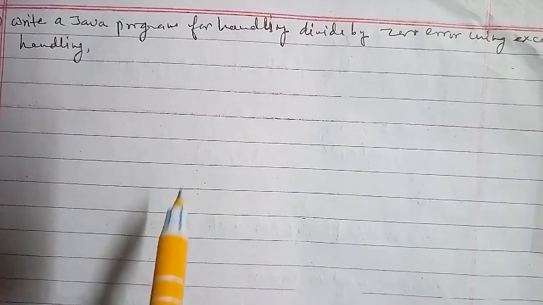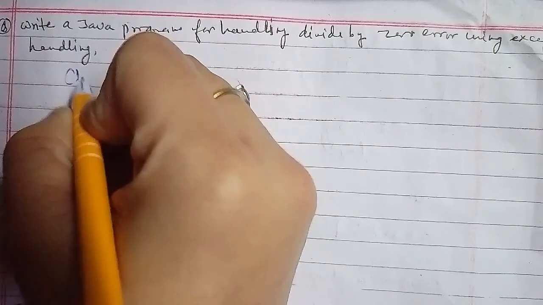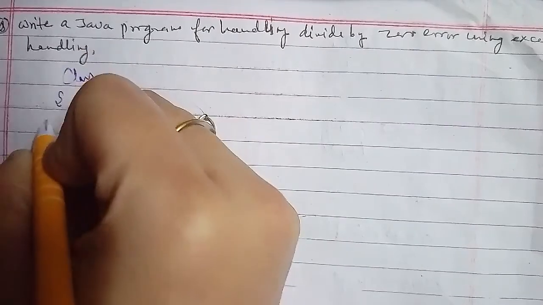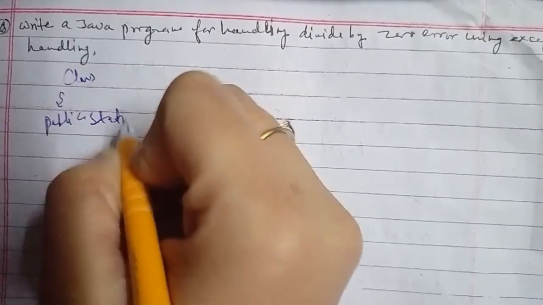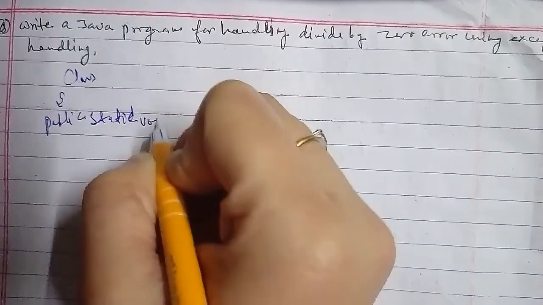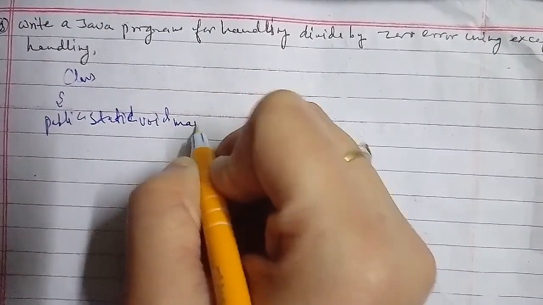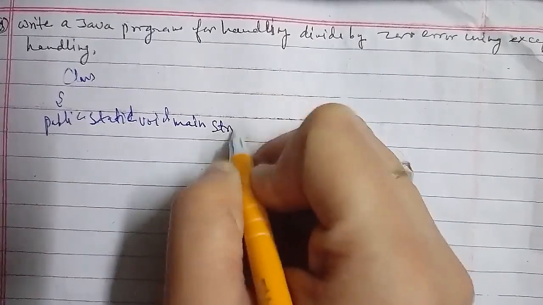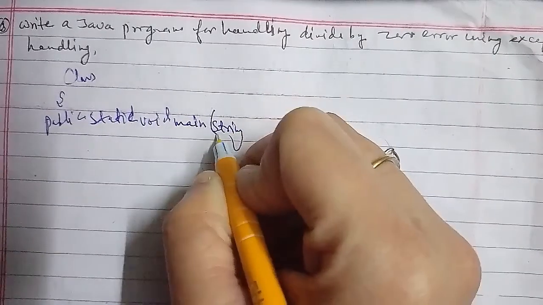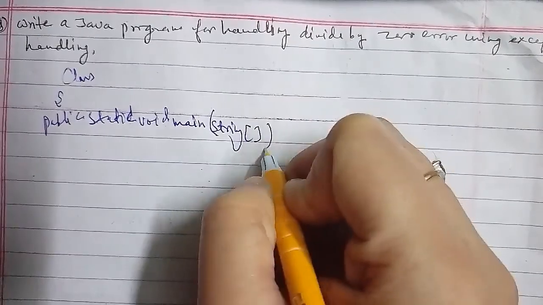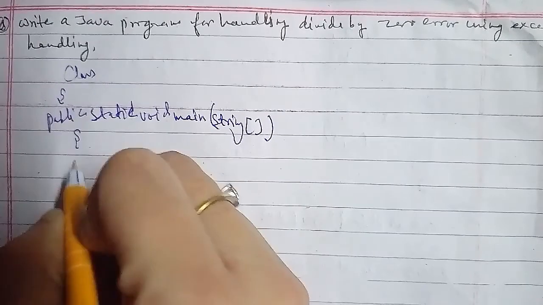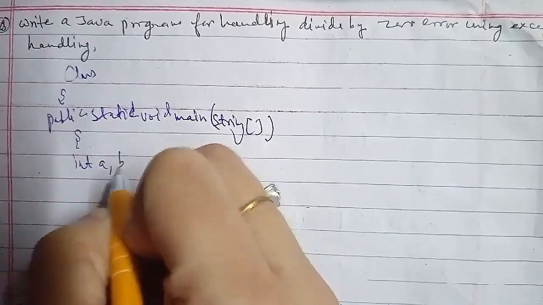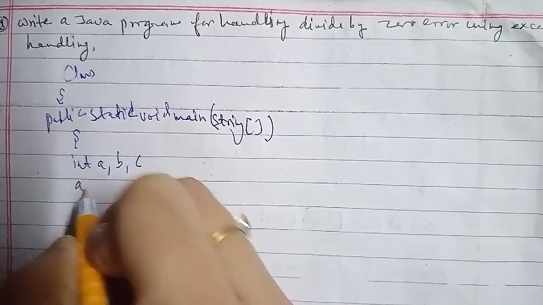Class, start curly bracket, that is public static void main(String[] args), then another starting bracket here, int a, b, c. We assign the values a equals 10, b equals 0, then try: c equals a by b. An exception occurs because the element is divided by 0. So for the other part we can write it down.